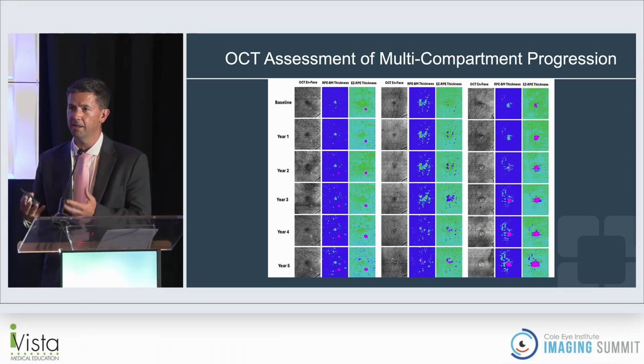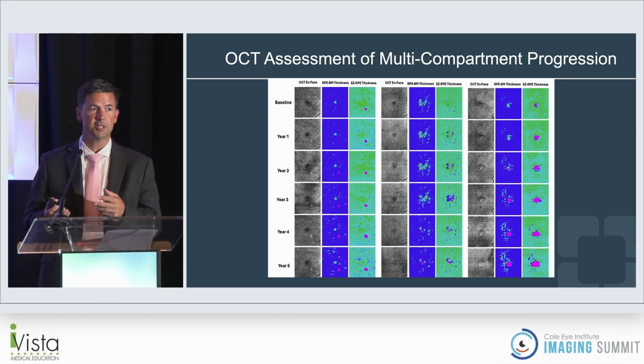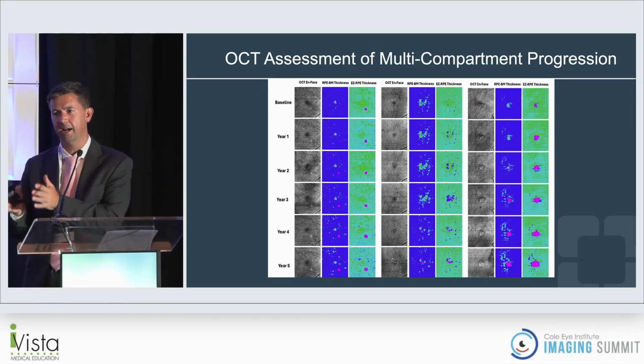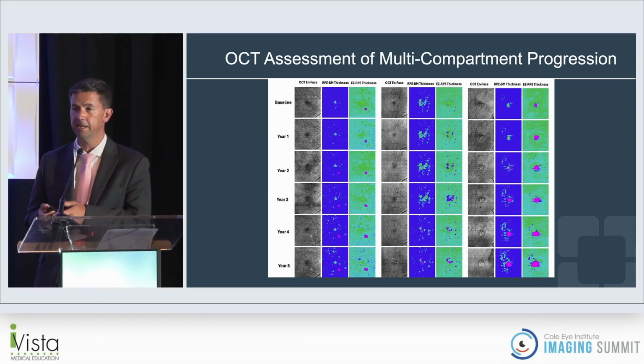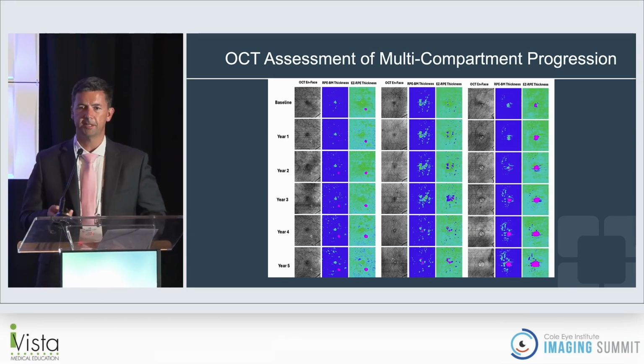So the reason that I really love OCT for clinical evaluation is you can look at all of these structures. You can look at hypertransmission, you can look at geographic atrophy overall once it gets to that level of severity, and you can also look at photoreceptor damage from ellipsoid zone loss.